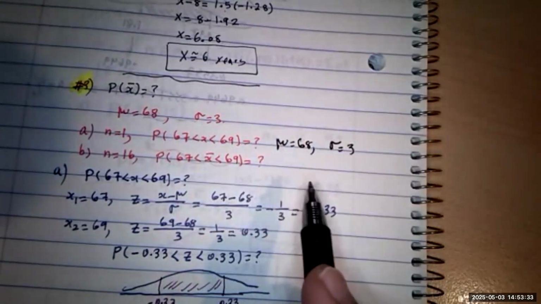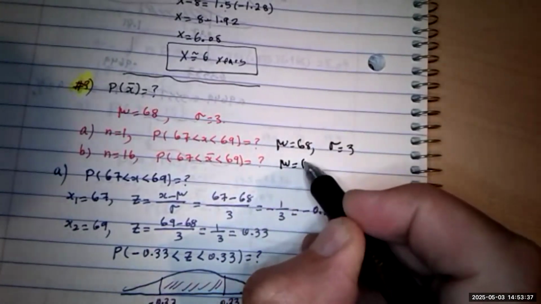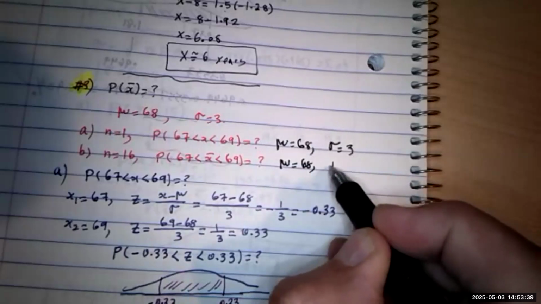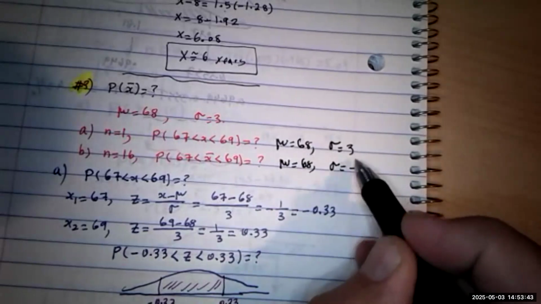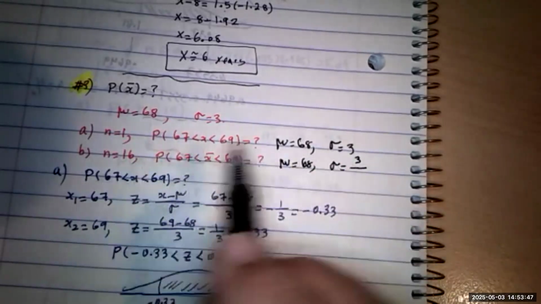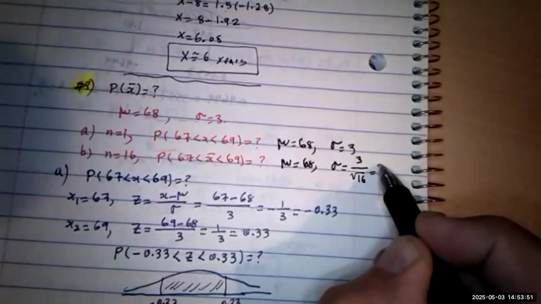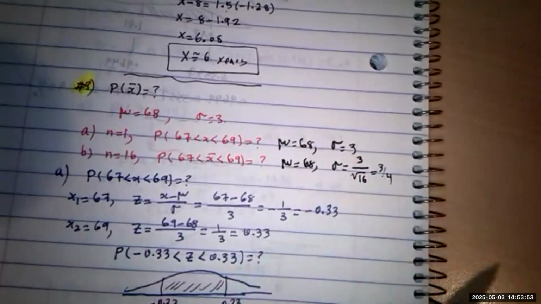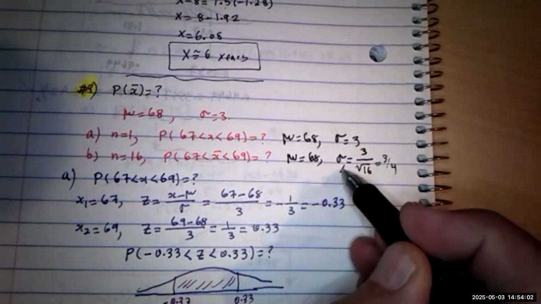But in the second part, the mean stays the same. That would be 68, but the standard deviation would be different. The standard deviation is going to be the one that you have on the top, okay, 3 over radical n, radical 16, which is going to be 3/4. So you've got to be careful when you use this. Otherwise, in both cases, it's just a normal distribution and you'll be able to do it, okay? So we denote this one by x bar.